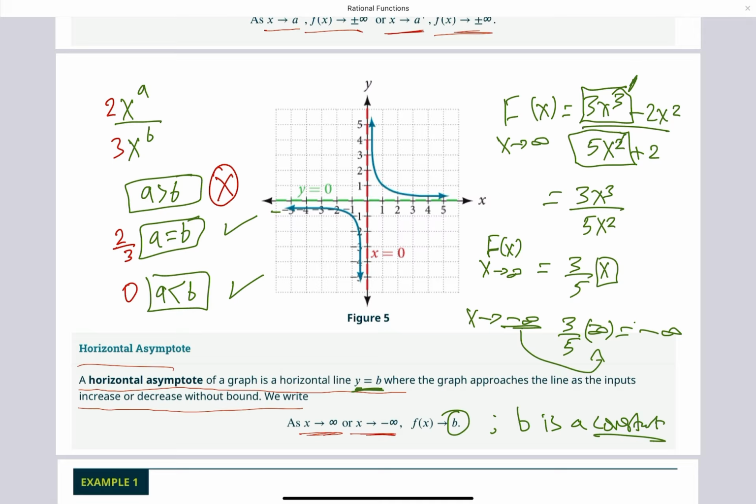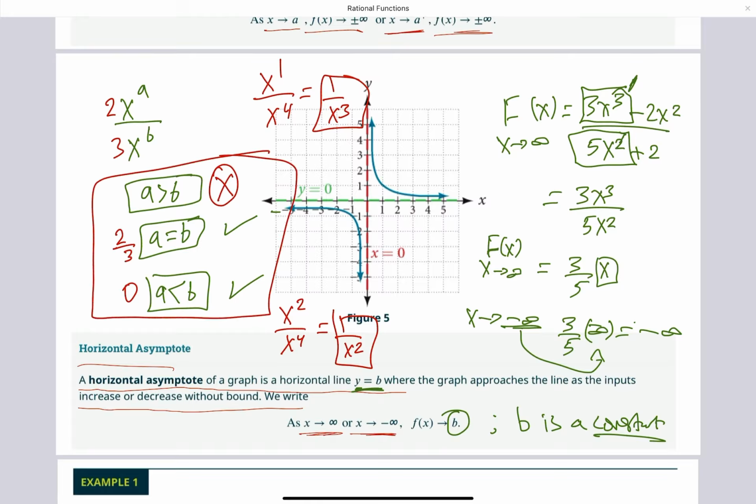Why? Because let's say I have x squared divided by x to the fourth. Well, this is just 1 over x squared. Plugging in infinity, you're getting 0. Plugging in negative infinity, you're getting 0. Let's say I have x to the first divided by x to the fourth. This is 1 over x cubed. Plugging in infinity, you're getting 0. Plugging in negative infinity, you're also getting 0. So these are the only 3 conditions. I do suggest you memorize them. And yeah, that is pretty much it. We can move on to the next page.